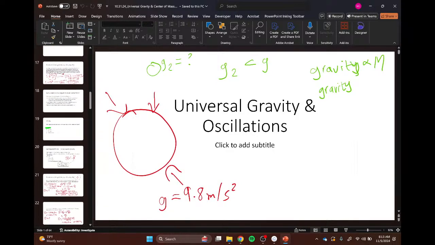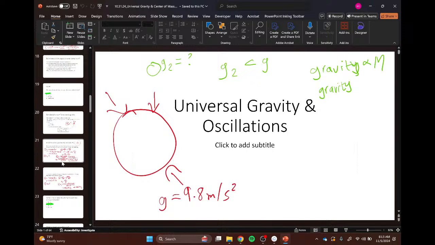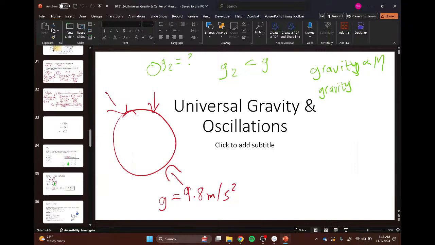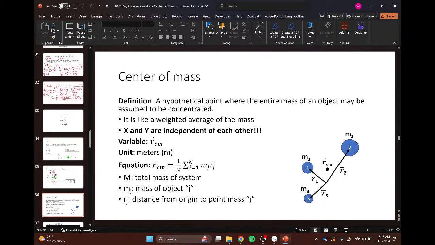Let me remind you all of what we covered last class, which is center of mass. We're going to do a lab on center of mass today, which hopefully helps you get a feel for it. So I gave you all this problem. This is how I introduced the idea of center of mass to you. Where do I place a vertical beam to support this weird triangle shape? And the vast majority of you all said B, and you're correct. And why is that? It's because there's a magical thing called center of mass where you can approximate all the mass to exist at that spot.